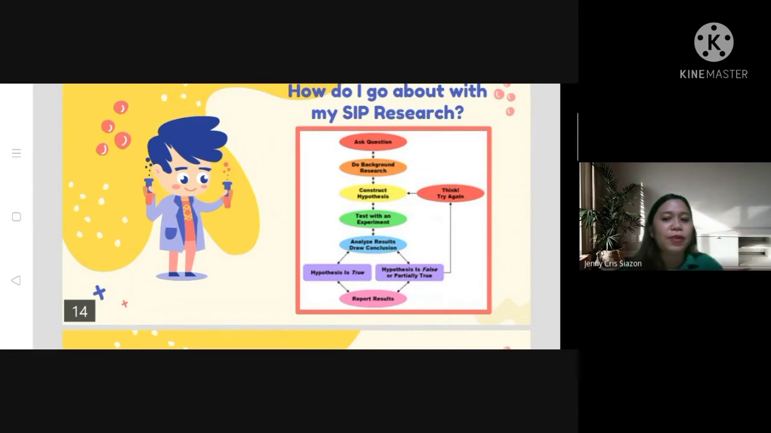If ever that your research runs successfully, this time around you can report the results and publish it to different journals, local and abroad, publish it to some research festivals, or you can publish it to a book. So pag-isipan nyo ng mabuti.